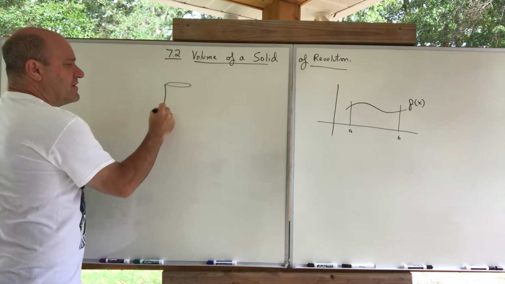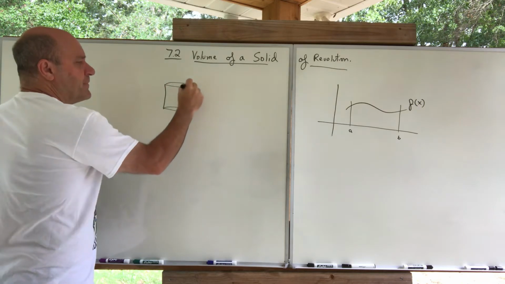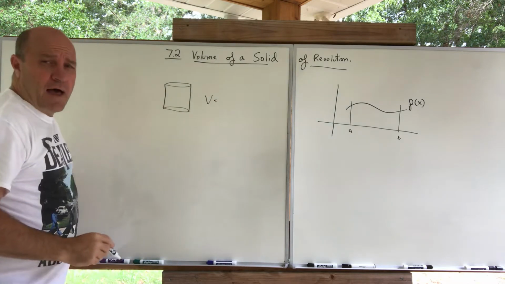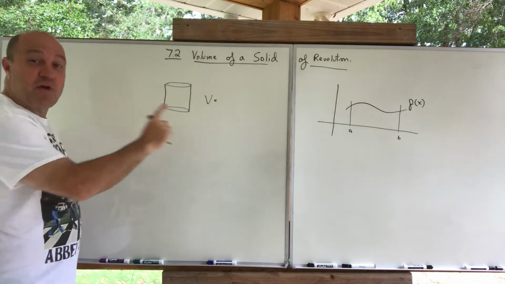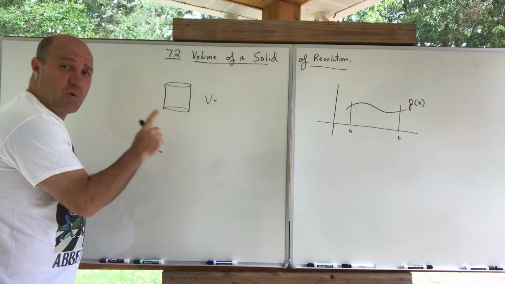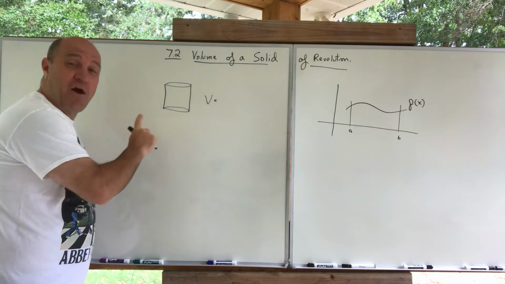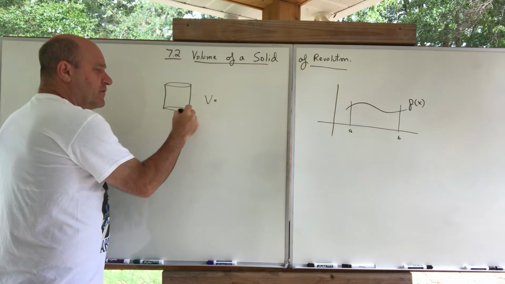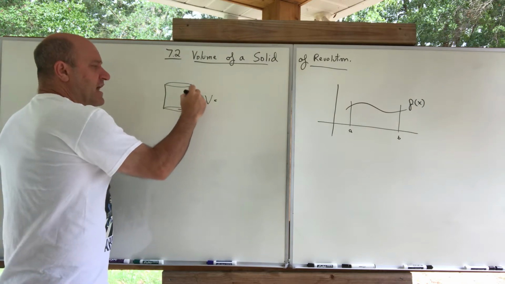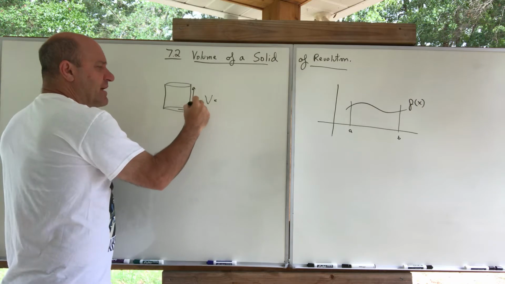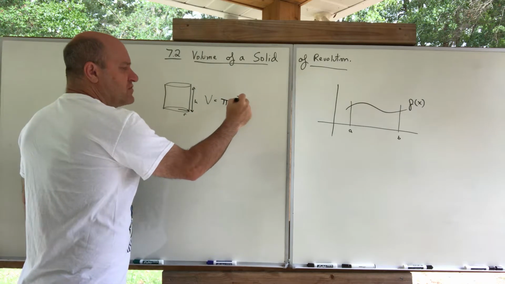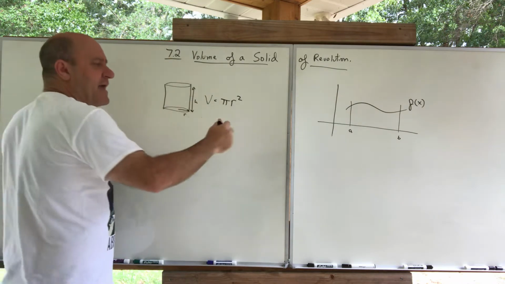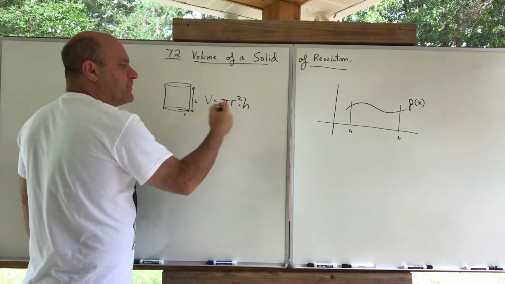If I have a cylinder, you know the volume of a cylinder, I hope. It's really easy because it's the area of the base. Pi r squared is a circular base, and then you multiply by the height. So it's got a radius r, it's got a height h, and the volume is pi r squared, the area of the circular base, multiplied by how high it is.